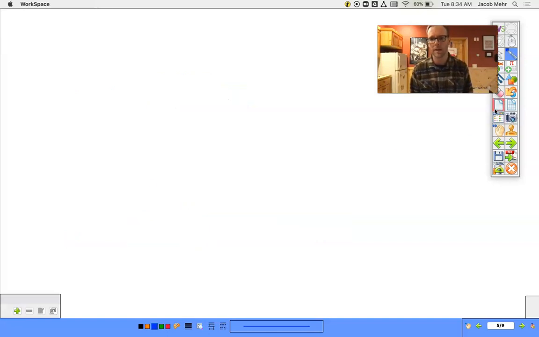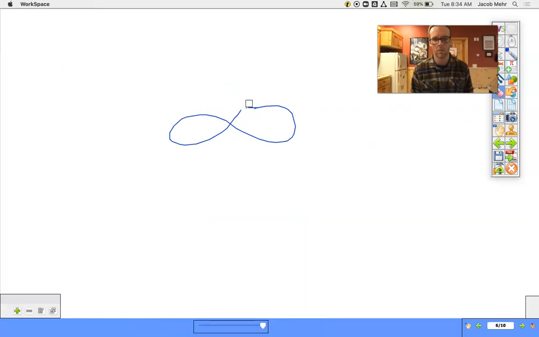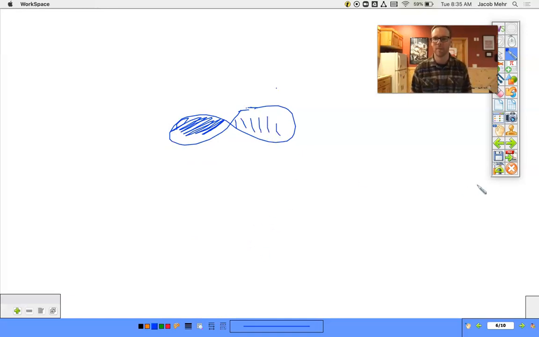Little side note. Have you ever noticed that the infinity sign kind of looks like a Pringle? See it? So this part's like the top, and then this part you can kind of see underneath it. Get it? Make you hungry?